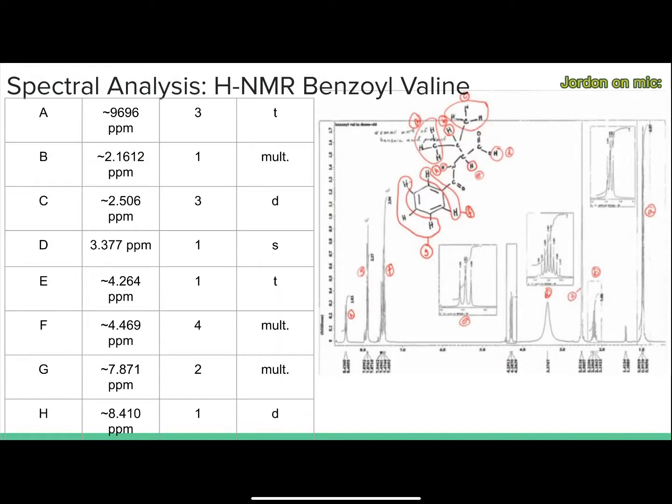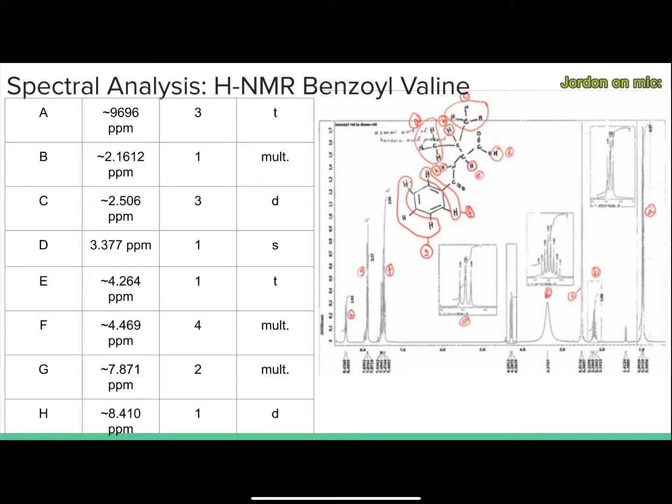For the proton NMR of benzoyl valine, we have multiple peaks. For group A at 9.6 ppm, integrating for 3 and is a triplet. Protons B at around 2.1 ppm, integrating for 1 and is a multiplet. Proton C at 2.5 ppm, integrating for 3 and is a doublet.